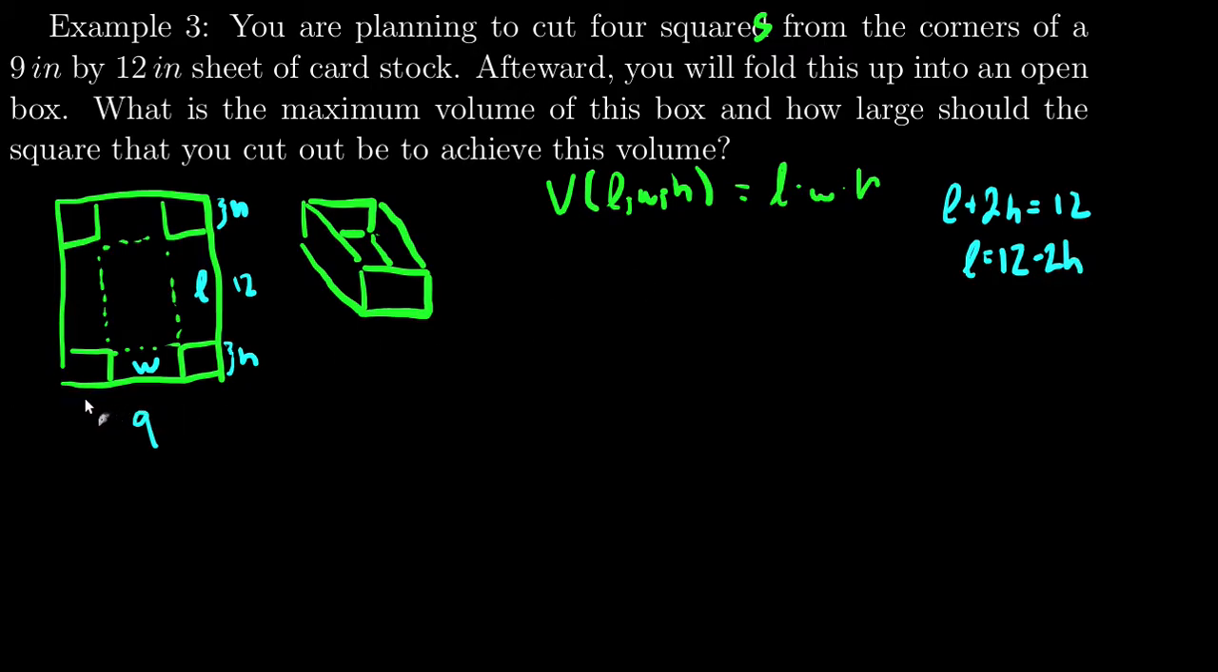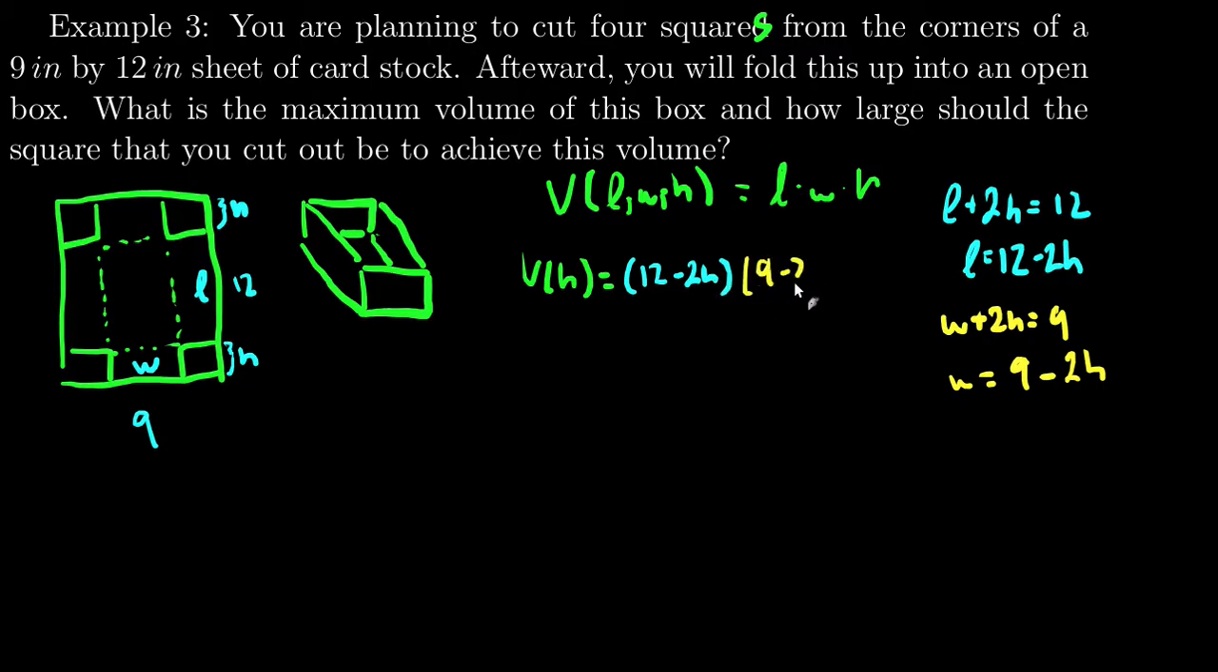I can do similar work for this 9-inch side. So W plus 2H, because I'm cutting off these squares that are H by H. W plus 2H equals 9. So W equals 9 minus 2H. And so that means I can get this rewritten in terms of just H. So V in terms of H will be the length, which was 12 minus 2H, times the width, which was 9 minus 2H, times the height, which is still just H.